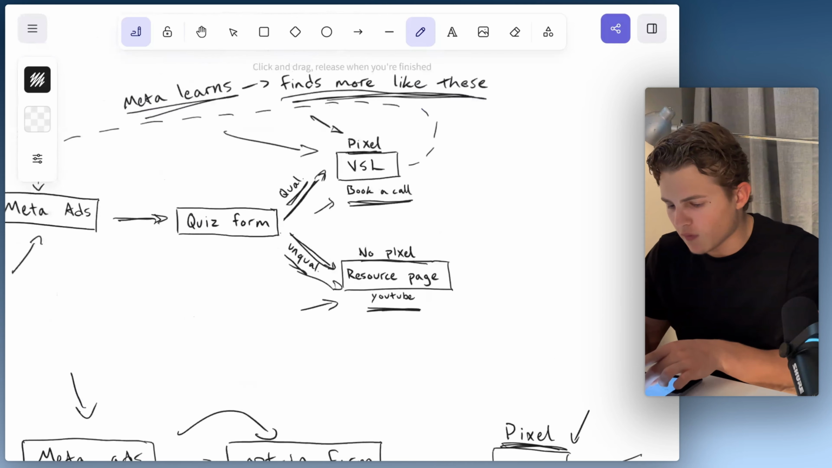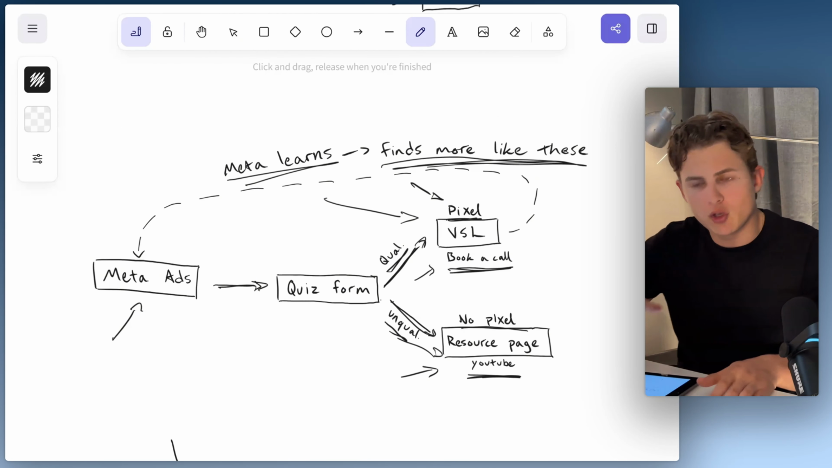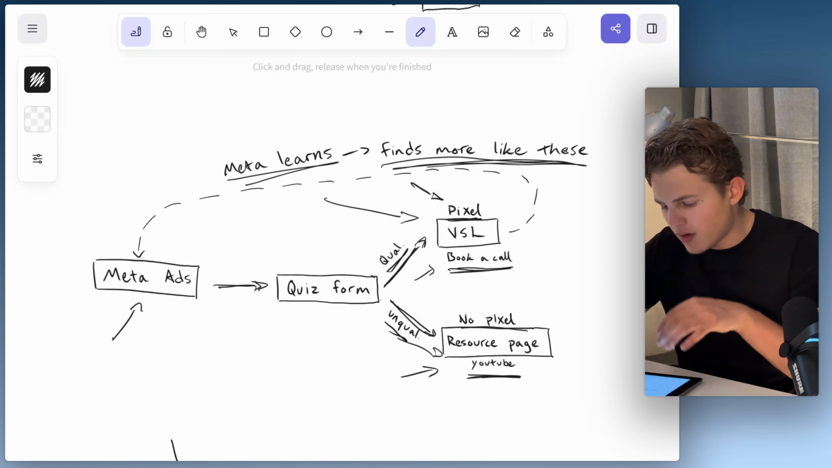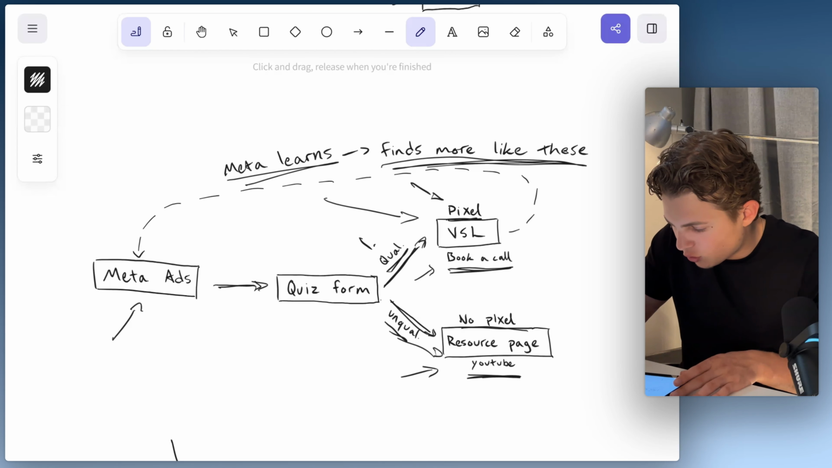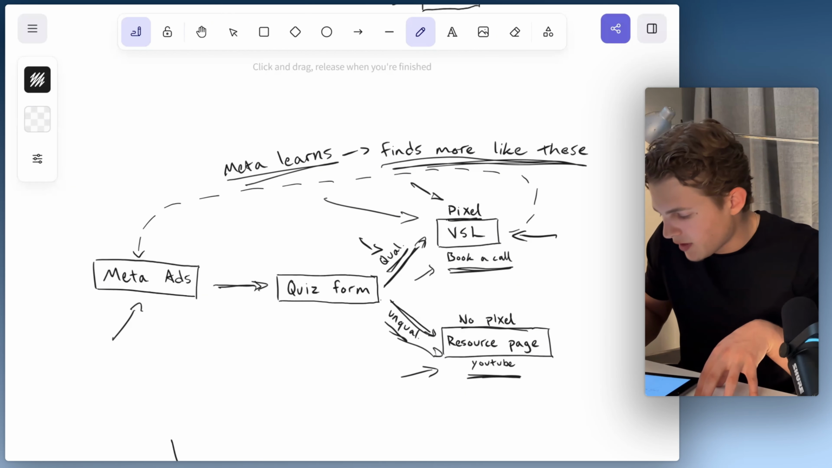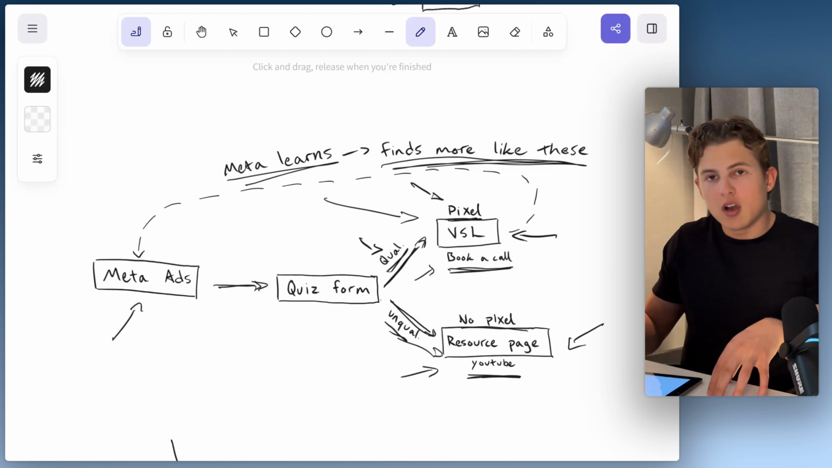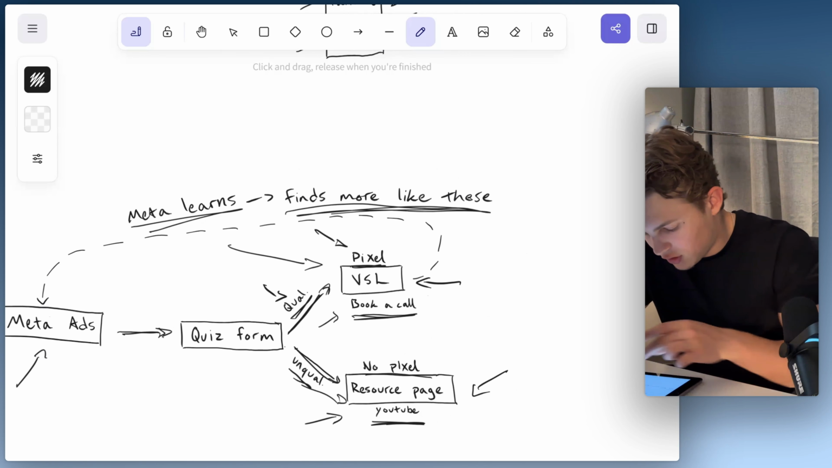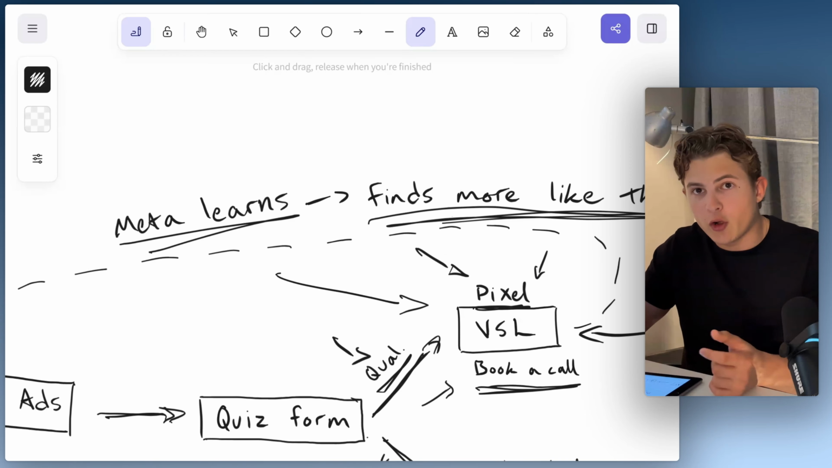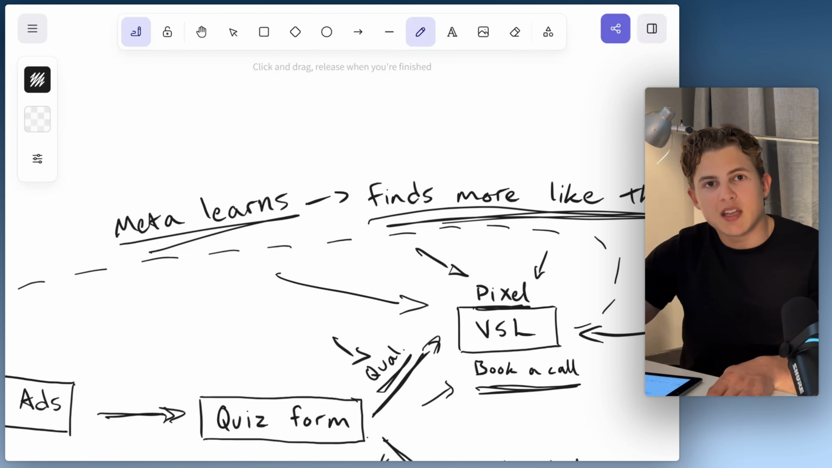And the only way to solve this is again with the quiz, because with the quiz, you know exactly which leads are qualified and which leads are unqualified. Therefore, you can split the flow and send the qualified ones to one page, this page right here, and the unqualified ones to another page. Therefore, you only train your Meta pixel right here on the qualified ones. And because of that, your ad algorithm will only be trained on them, and that means that your ads will only be shown to qualified people.